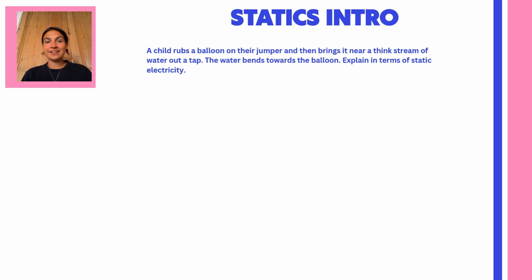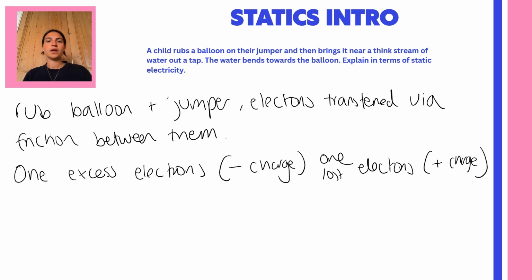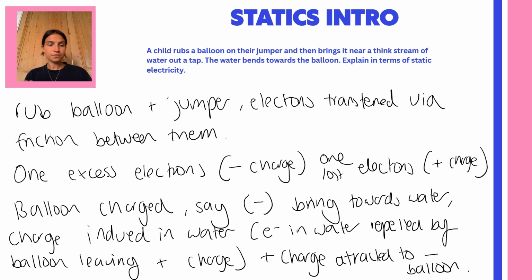So, first thing that you need to state here is the idea that you have electrons, those are your charges, that are being transferred between those two things, the balloon and the jumper, via friction when you rub those two things together. Via friction, really important, and the idea of electrons transferred from one to the other, also really important. So then you could say that one of them receives excess electrons, so takes on that negative charge and becomes negatively charged, and one of them loses those electrons and becomes positively charged.